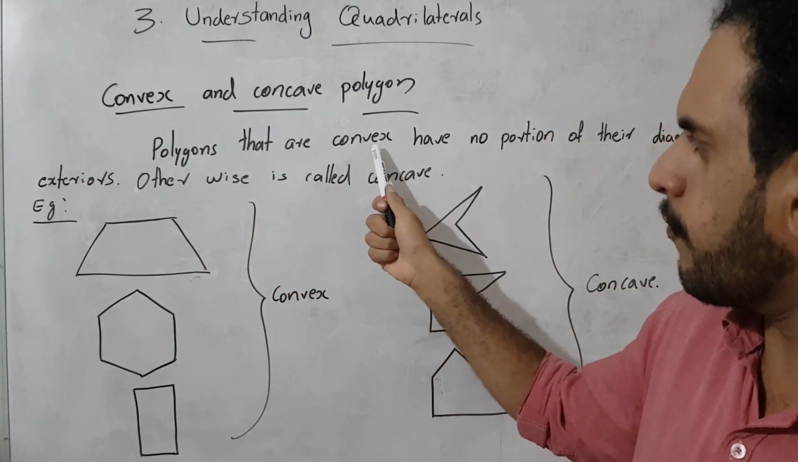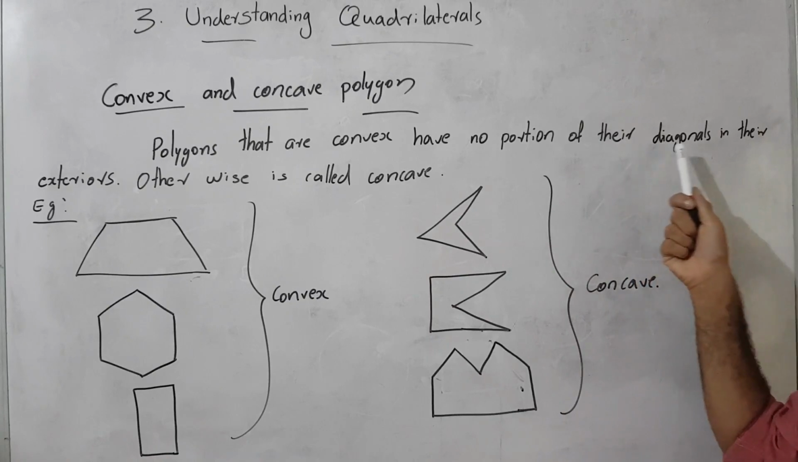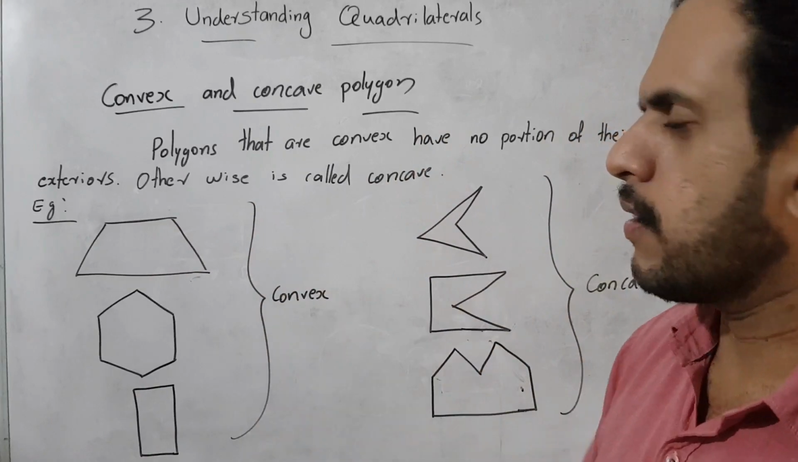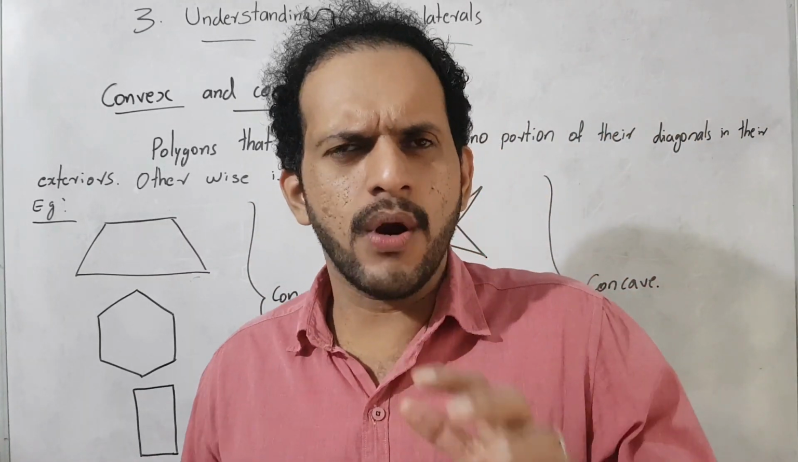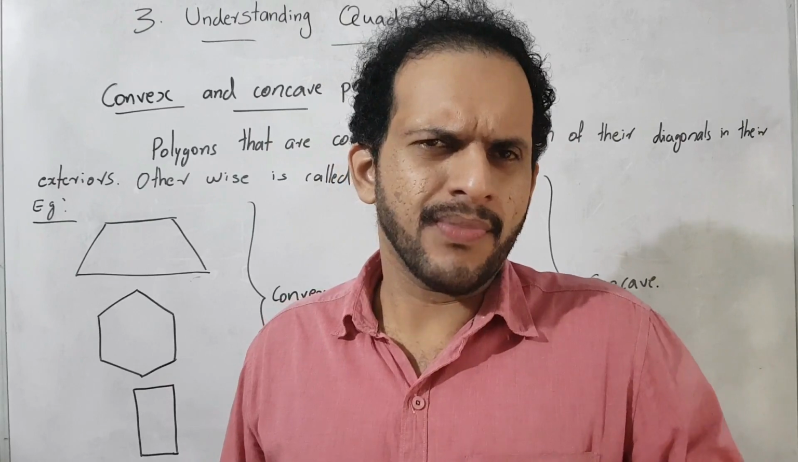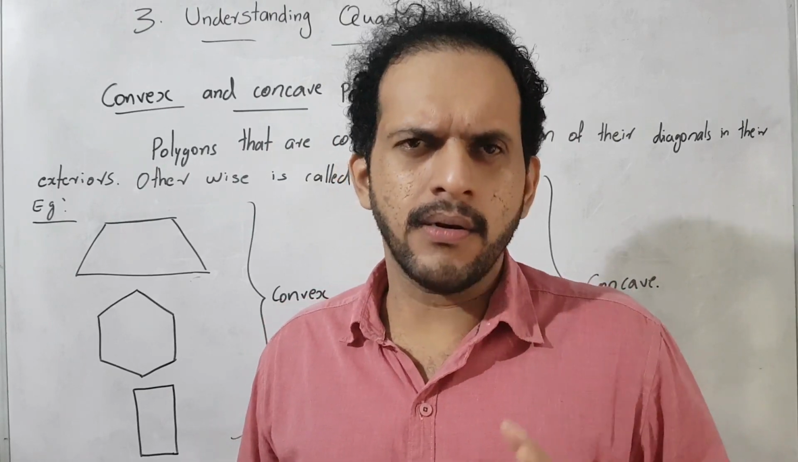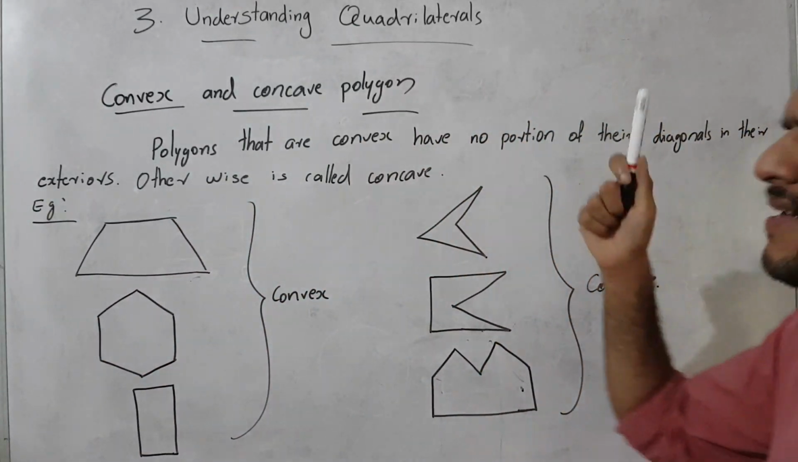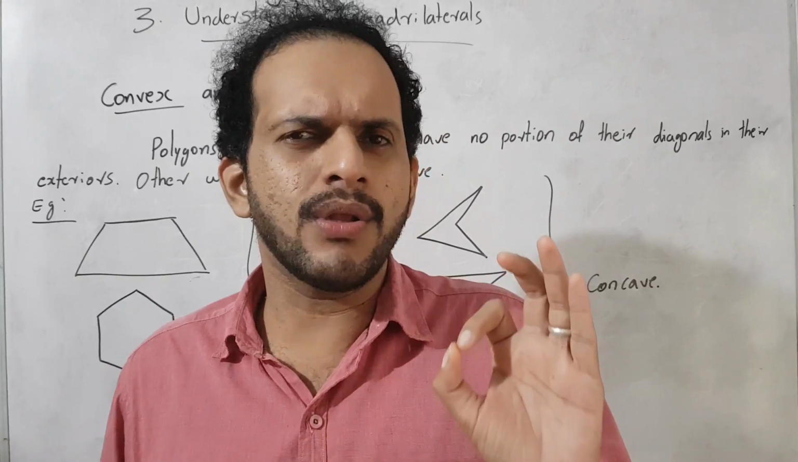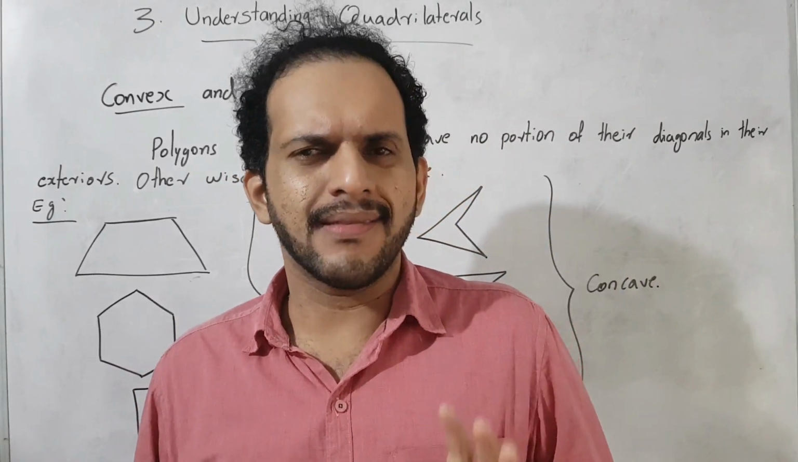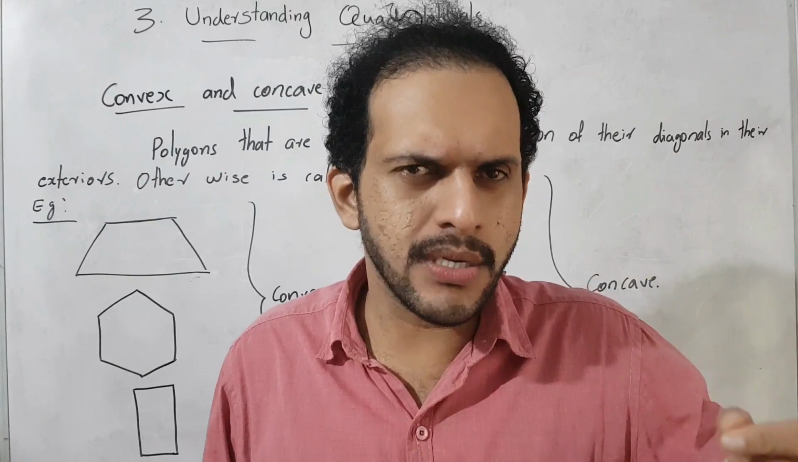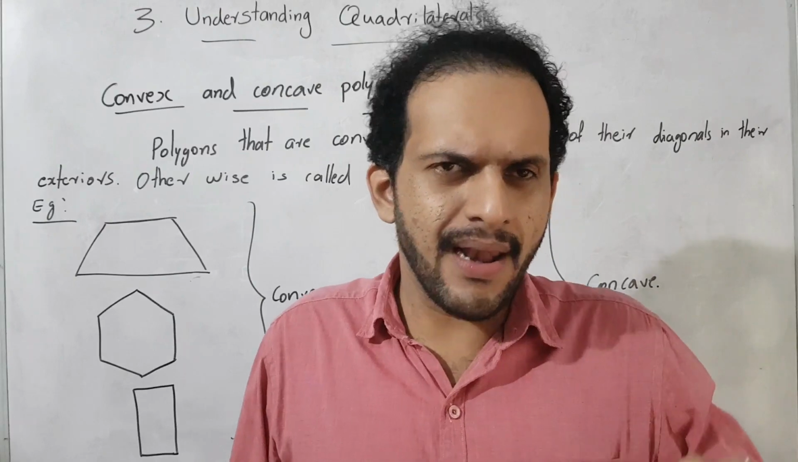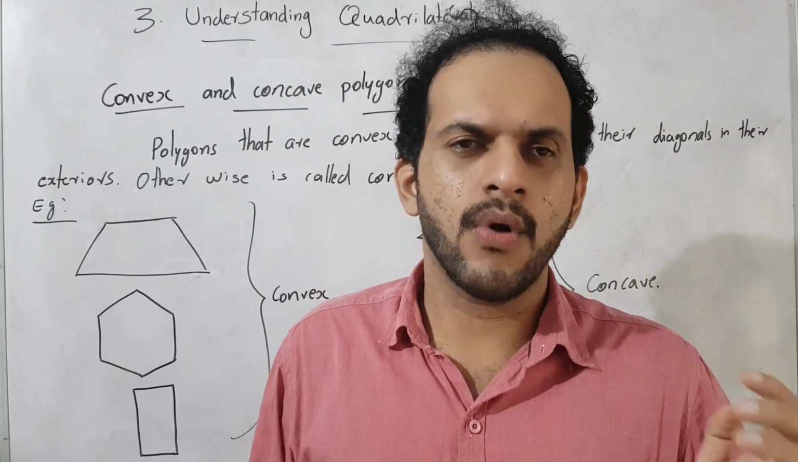Polygons that are convex have no portion of their diagonals in their exteriors. Otherwise it is called concave. What is convex? Convex means a polygon in which there is no portion of the diagonals in the exterior. That means if we draw the diagonals of the polygon and none of them goes outside, it is called convex. If it lies outside, it is called concave.